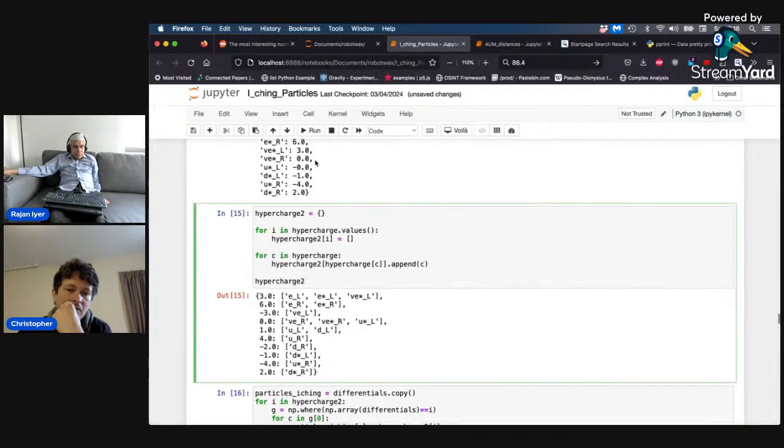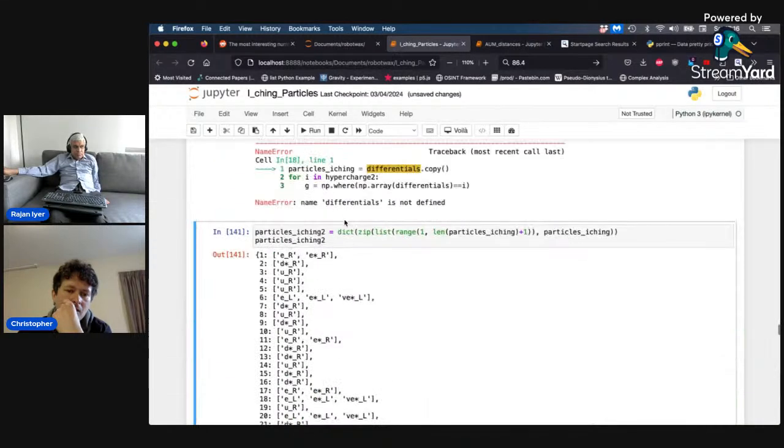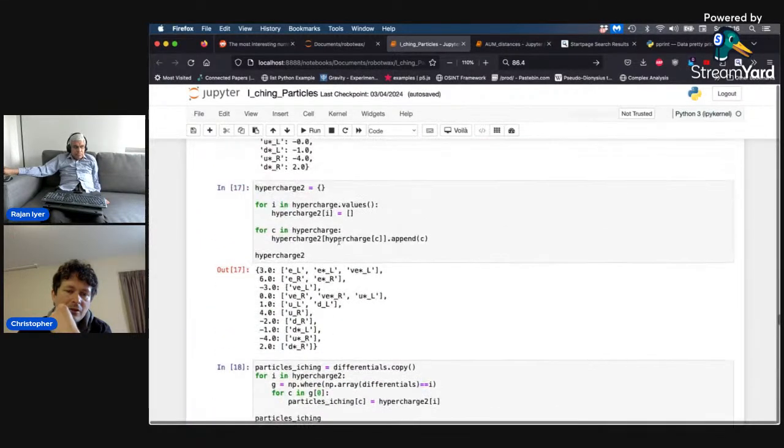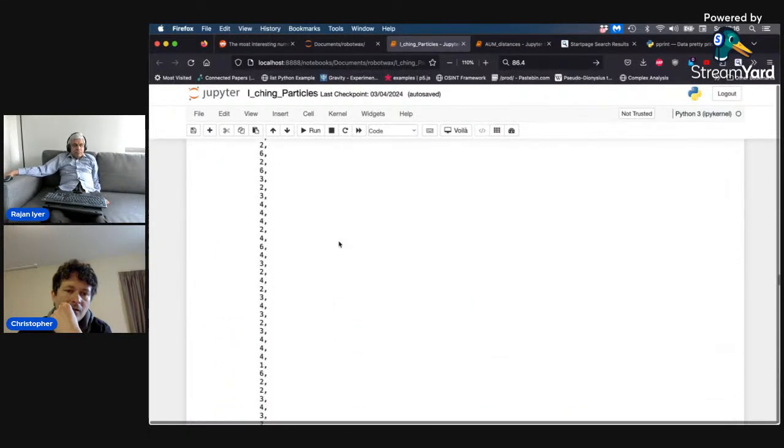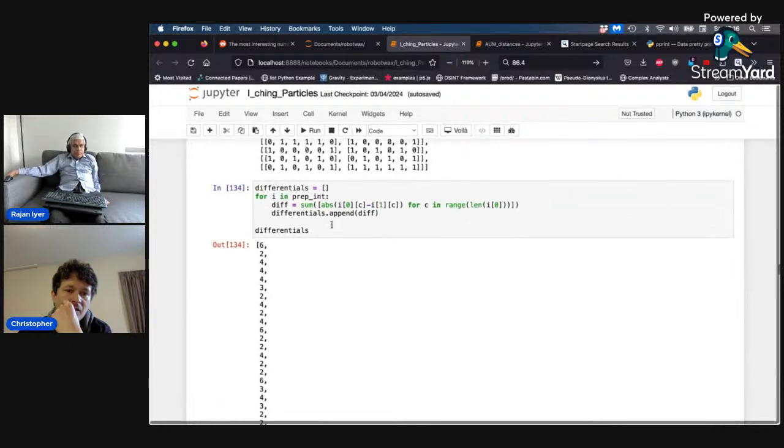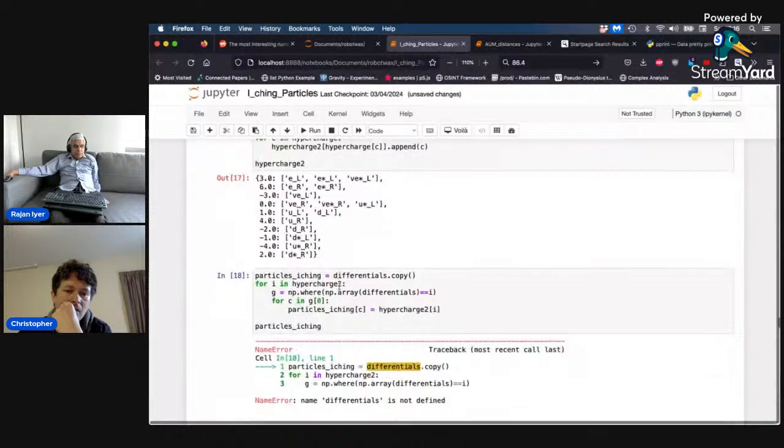Oh, wait a second. It looks like we've run into a problem. Where's differentials? Maybe I forgot to run something, or I may have moved it. Maybe I did forget to run that. Okay, let's try again.